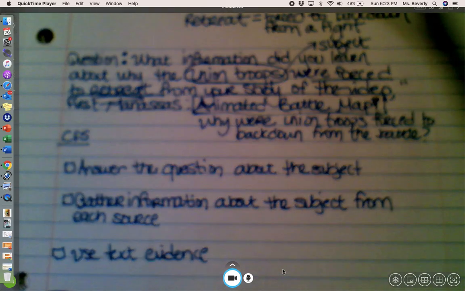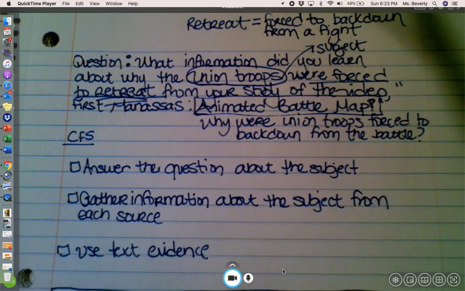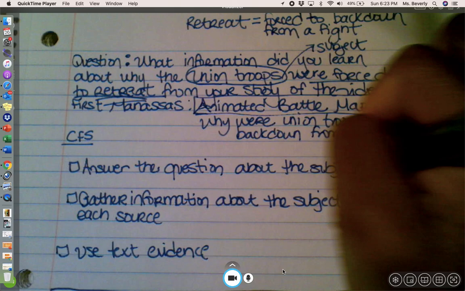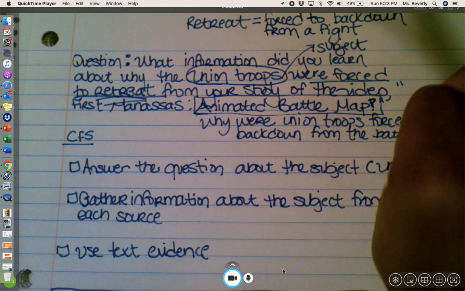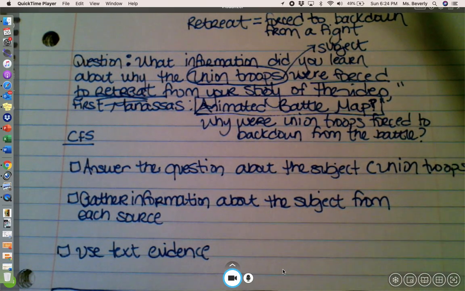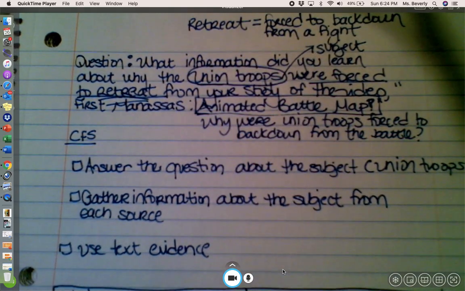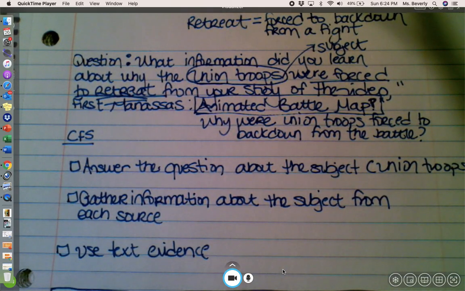So here's our CFS that we have to make sure we are doing to be successful. We're going to answer the question about the subject. We know who the subject is, Union troops. And gather information about the subject from each source. Okay, so we're going to start with one of the sources. You're going to do the other source by yourself, and we're going to use some stuff from the sources to back up our answer.